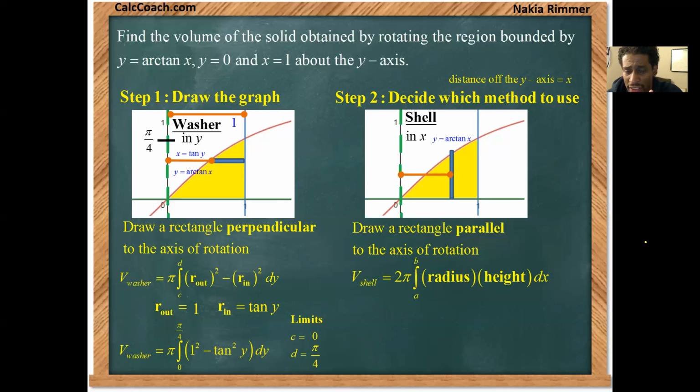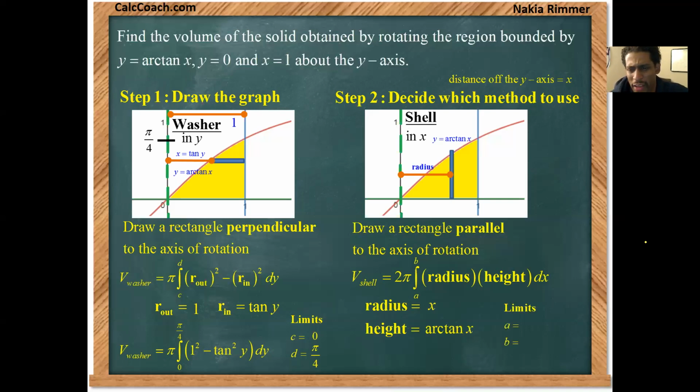So the radius is this orange distance here. Once again, this is distance off the y-axis, which we just call x. And it's okay to leave it as an x here because our integral is in x. And so the radius is x. And then the height is the function height, arctan of x.